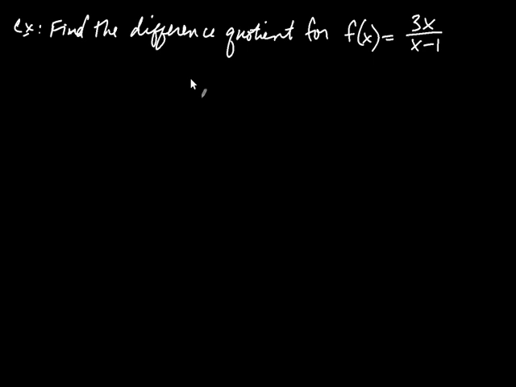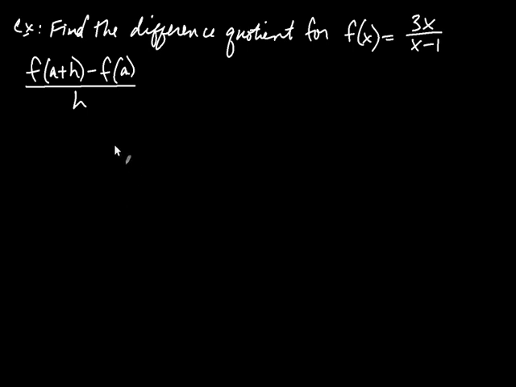Let's find the difference quotient for this function, f of x equals 3x over x minus 1. We like to start off with the definition of the difference quotient. You want to memorize this: it's f at a plus h, take away f at a, all divided by h. That never changes. It's always the same thing. So we need to find f at a plus h and f at a, put those into this numerator, and then simplify that expression, just like before.